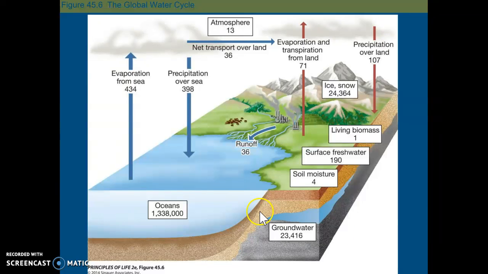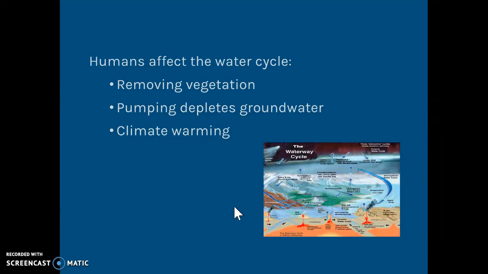Very quickly, we're going to glance at the water cycle, which you're familiar with, but I want to talk about ways that humans can affect the water cycle. One way is removing vegetation, pumping, which depletes groundwater, and, of course, climate warming.